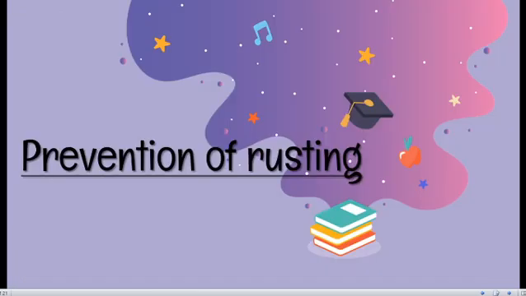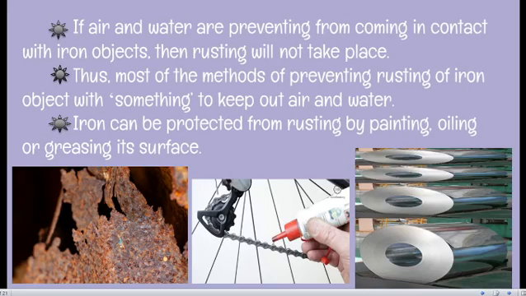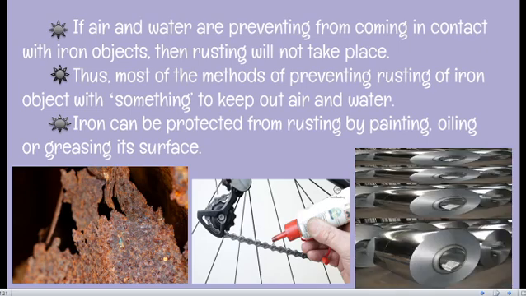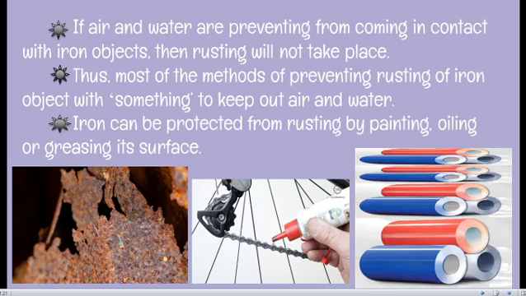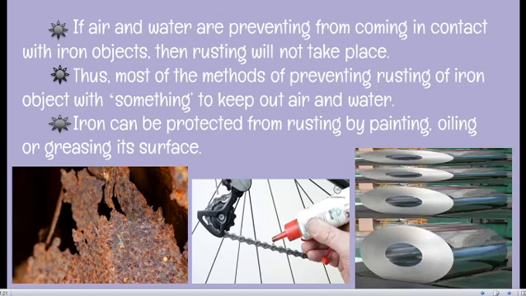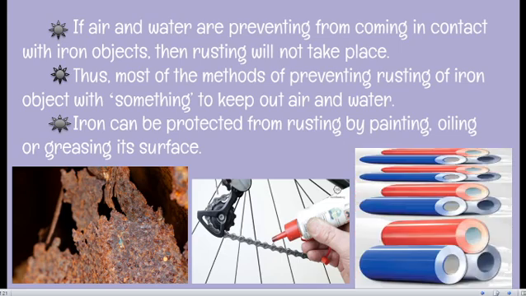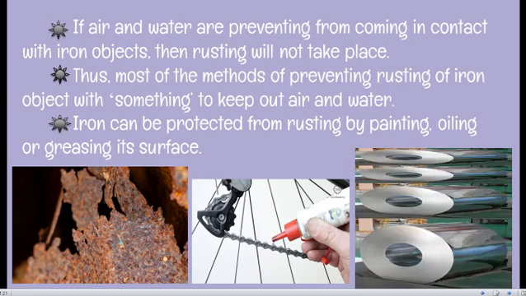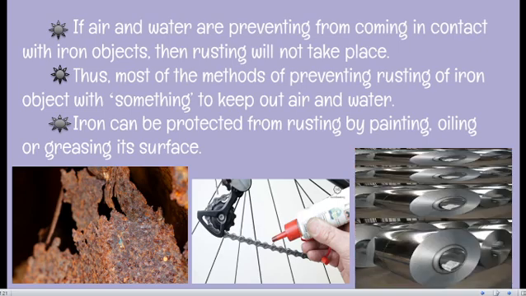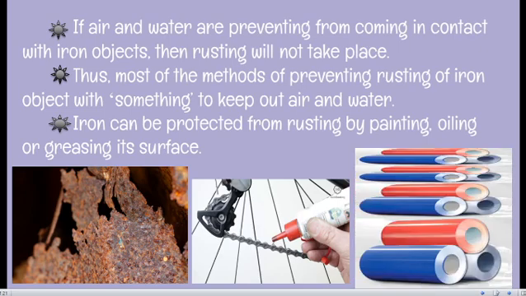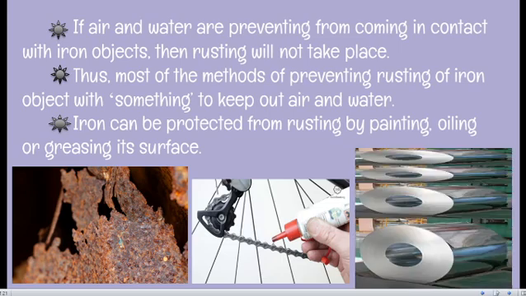So okay, rusting is a good thing? No. So we have to prevent rusting. Rusting will destroy the iron objects, so we cannot use them further. So if air and water are prevented from coming in contact with iron objects, the rusting will not take place. So we have to stop the contact of iron objects with air and water. Thus most of the methods of preventing rusting of iron are to keep it out from air and water. So we have to do something to avoid the contact of air and water with iron objects.